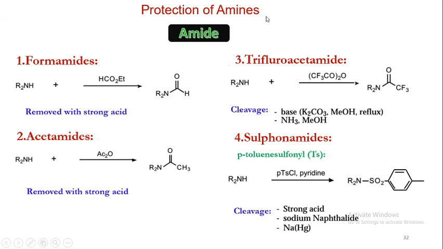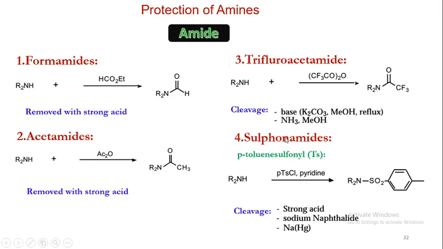In the first method, the amine is converted into formamide by using ethyl formate, and it can be removed using a strong acid. In the next way, the amine is reacted with anhydride to make this acetamide, and this is also deprotected by using strong acid. The third method is the amine converted into trifluoroacetamide by using the reagent trifluoroacetic anhydride, and it can be deprotected by using base.